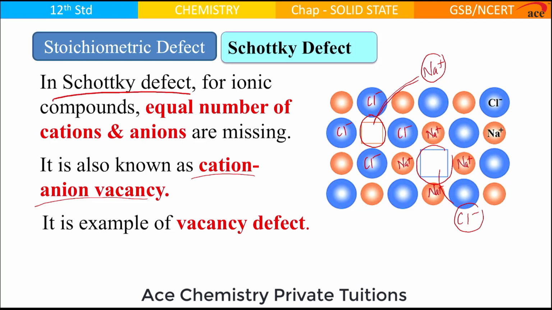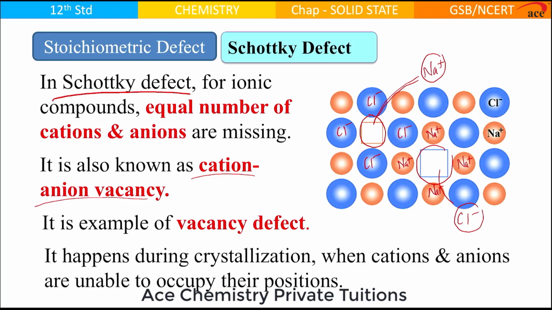Now, when does this Schottky defect happen? It happens during crystallization. When crystallization happens faster, some of the cations and anions cannot take their place. You can imagine mass PT in our school. During mass PT, some of the students purposely fall sick and they don't come to their positions, right, in the physical training session. So their positions in mass PT are vacant. That's for us to understand Schottky defect.